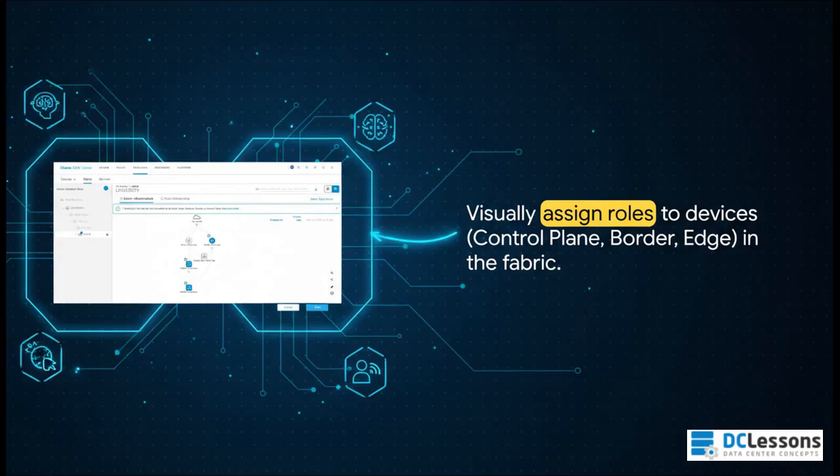And you can see exactly how it works right here. Within a given site, you get this awesome topology view of your devices. From there, you literally just click on a device and assign its role: control plane node for management, border for external connections, or edge for user access. It's a really visual and intuitive way to build out your fabric.